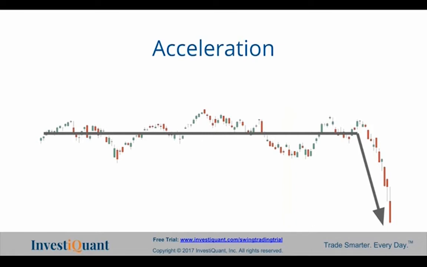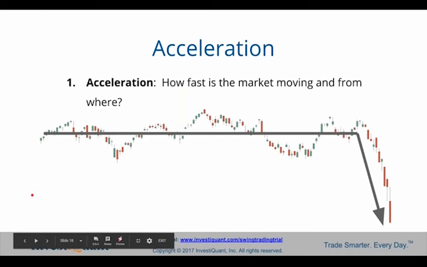So acceleration is the first concept. We have 3 acceleration type systems, but the concept behind them is we look at how fast the market is moving and from where it is moving. If we have a strong move lower, coming out of a long consolidation, that'll mean one thing for the market. If we have a steady trend lower and then a sharp move down, or a steady trend higher and then a sharp move down, that might mean something else.